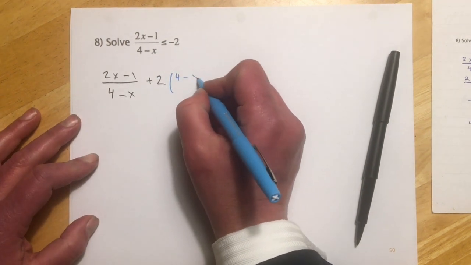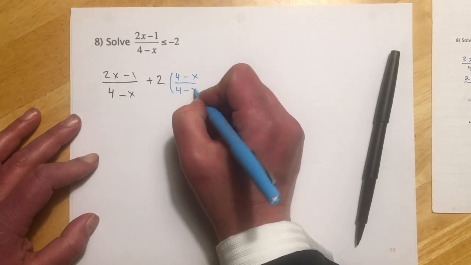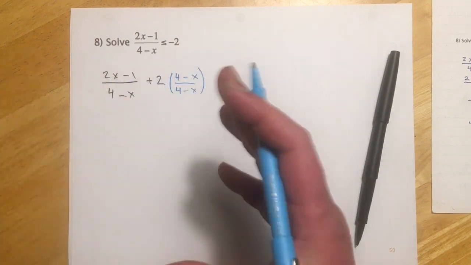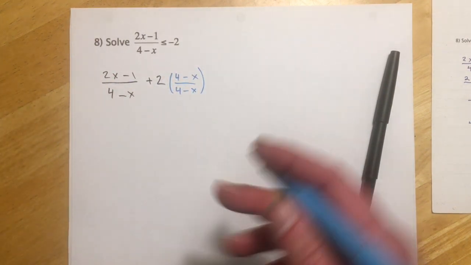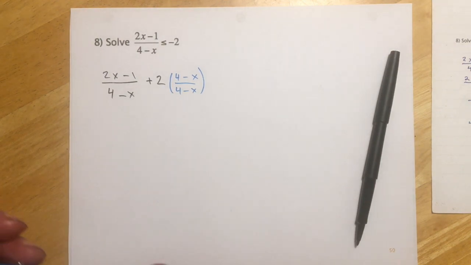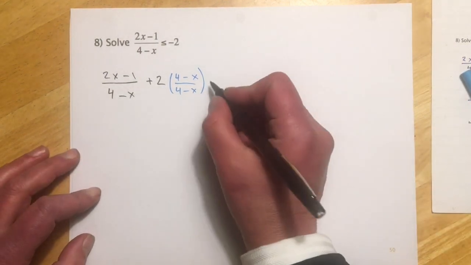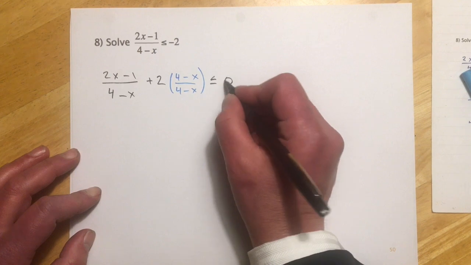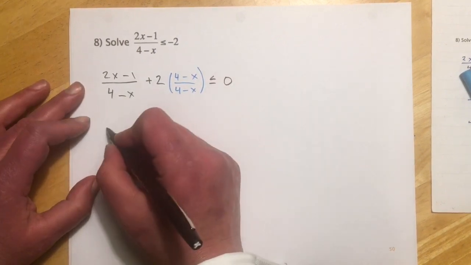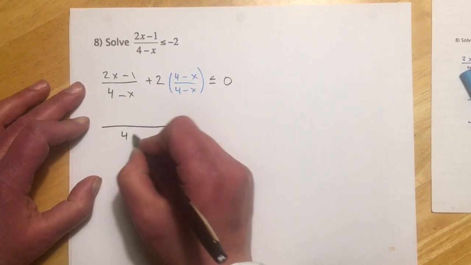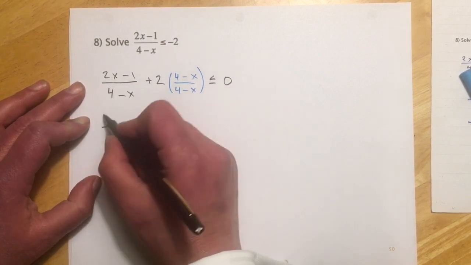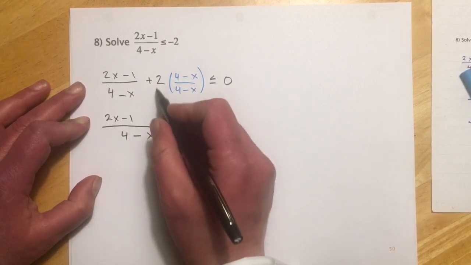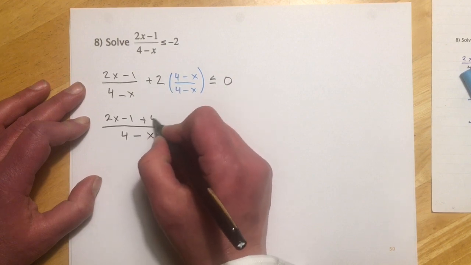So 4 minus x, 4 minus x. And I'm doing this because I need something factored. So I need it to all be multiplying or dividing so that I can use the zero property. And that's going to be less than or equal to 0 now. Now at the over common denominator, I can write that together. And then my numerator is going to go 2x minus 1. 2 times 4 makes 8.